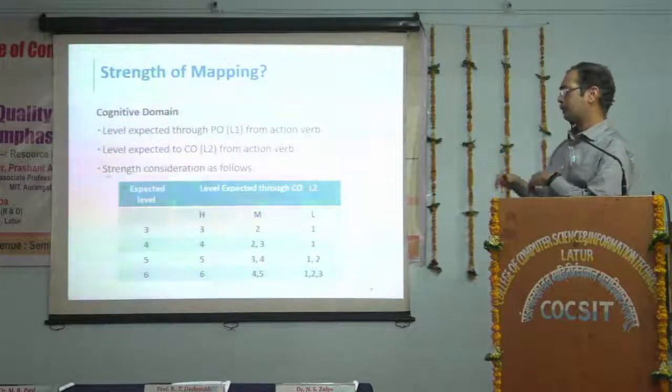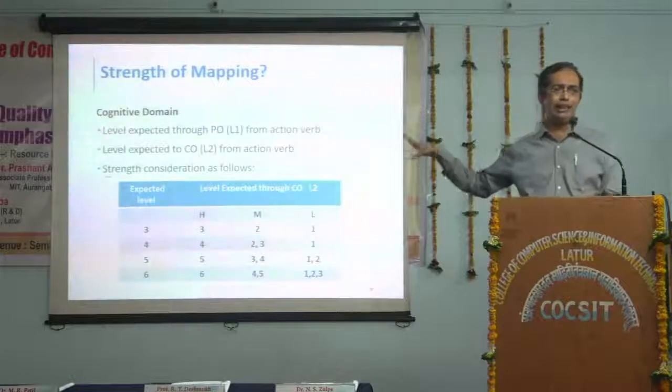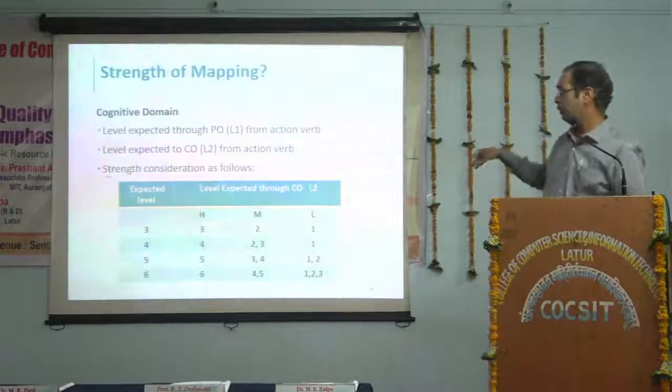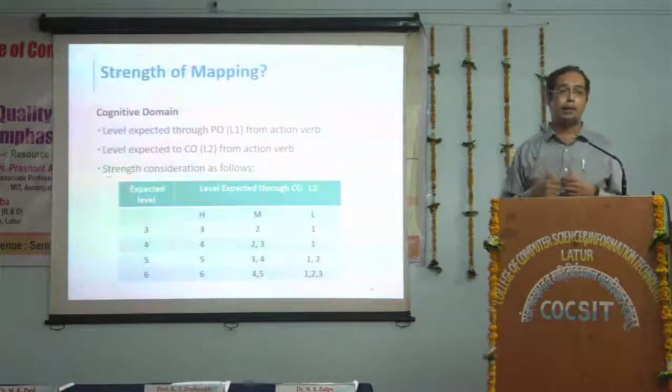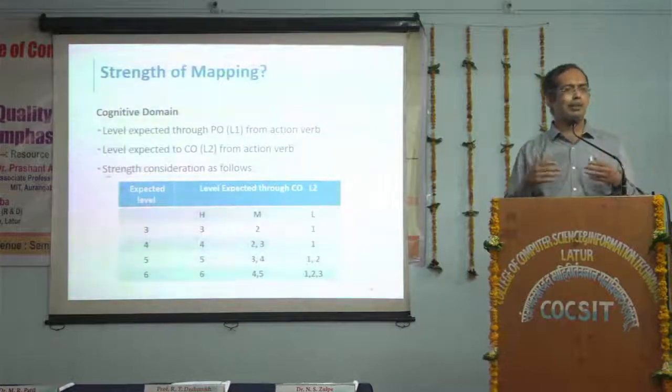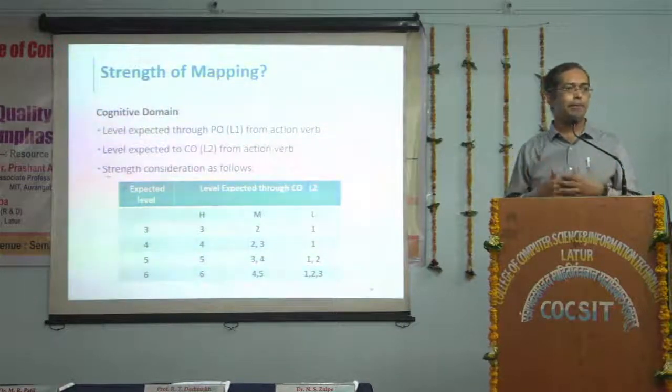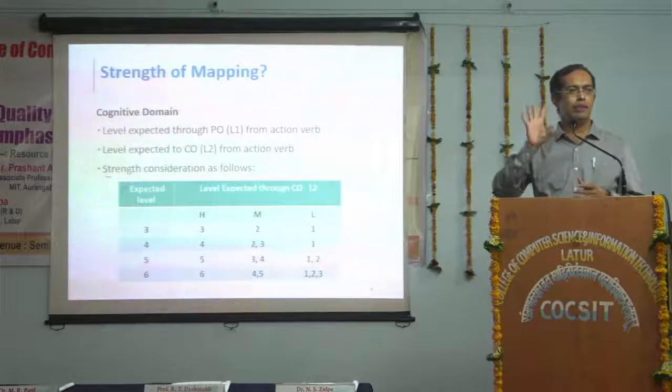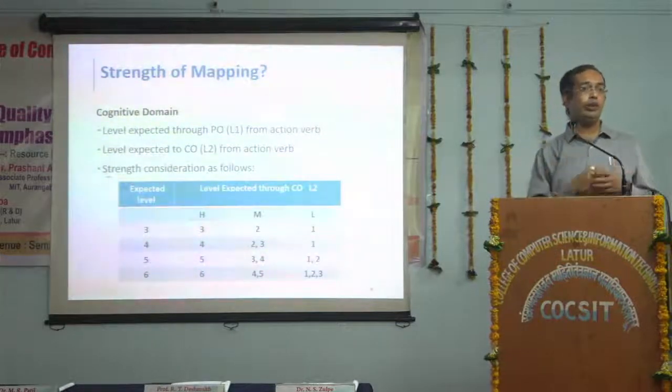The most common is the level expected, level 3, where you have a low level of mapping. What do you understand by mapping? Can you clear me? What is mapping? A simple concept. What is mapping? Why do we need to do the mapping?